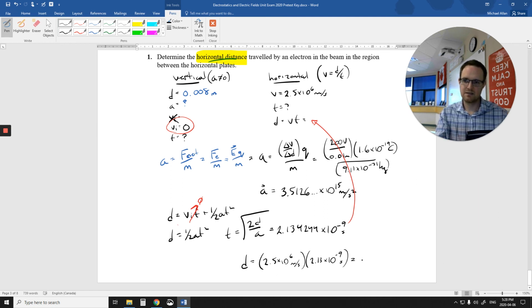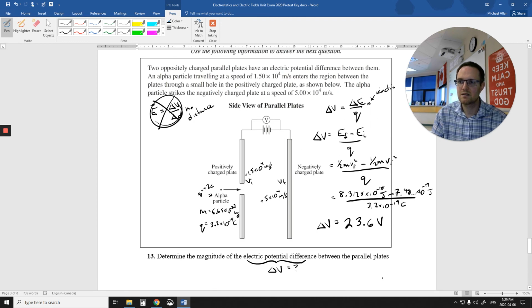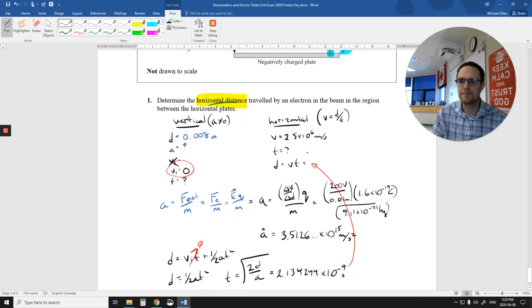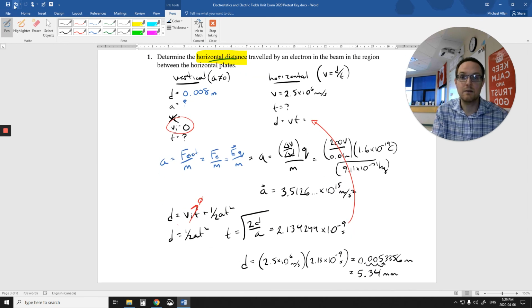So we did distance, 0.0053356 meters. If you look up there, we're using centimeters and millimeters to do this. I'm just going to write this as millimeters. 1, 2, 3, so 5.34 millimeters. I just moved the decimal place 3 places because a millimeter is a thousandth. So I'm going to move 3 times there. There we go. So it travels 5.34 millimeters horizontally. Oh, go back down there, sorry. Cool. Well, there we go.